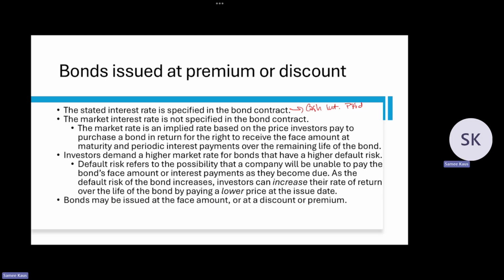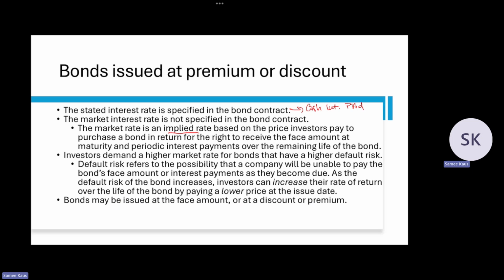Now you have this thing called the market interest rate. And the market interest rate is not specified in the bond contract, okay? The market rate over here is an implicit or implied rate based on the price investors pay to purchase a bond in return for the right to receive the face amount at maturity and the periodic interest payments over the life of the bond, okay?